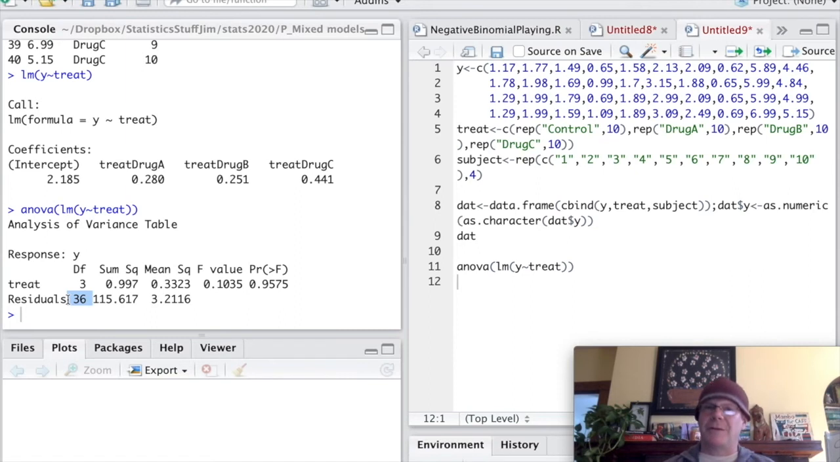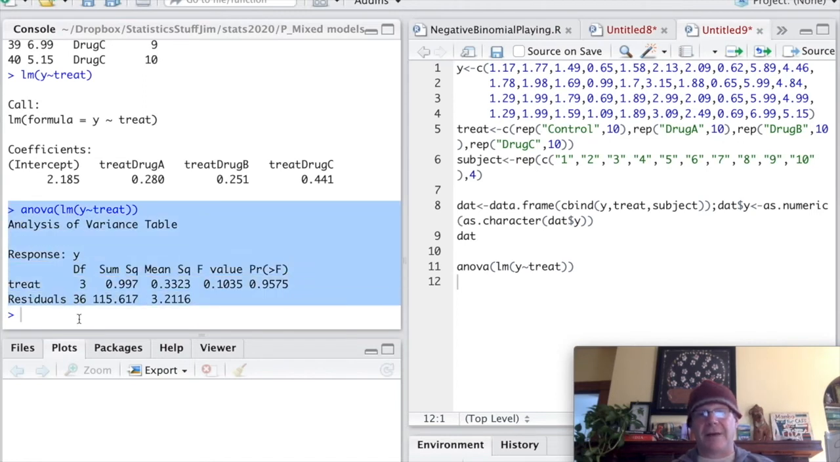So we need to account for the fact that really we have 10 experimental units in the study, and each of those experimental units received all 4 of the treatments. But when we ran this analysis of variance right here, it was not accounting for the fact that we only really had 10 experimental units.